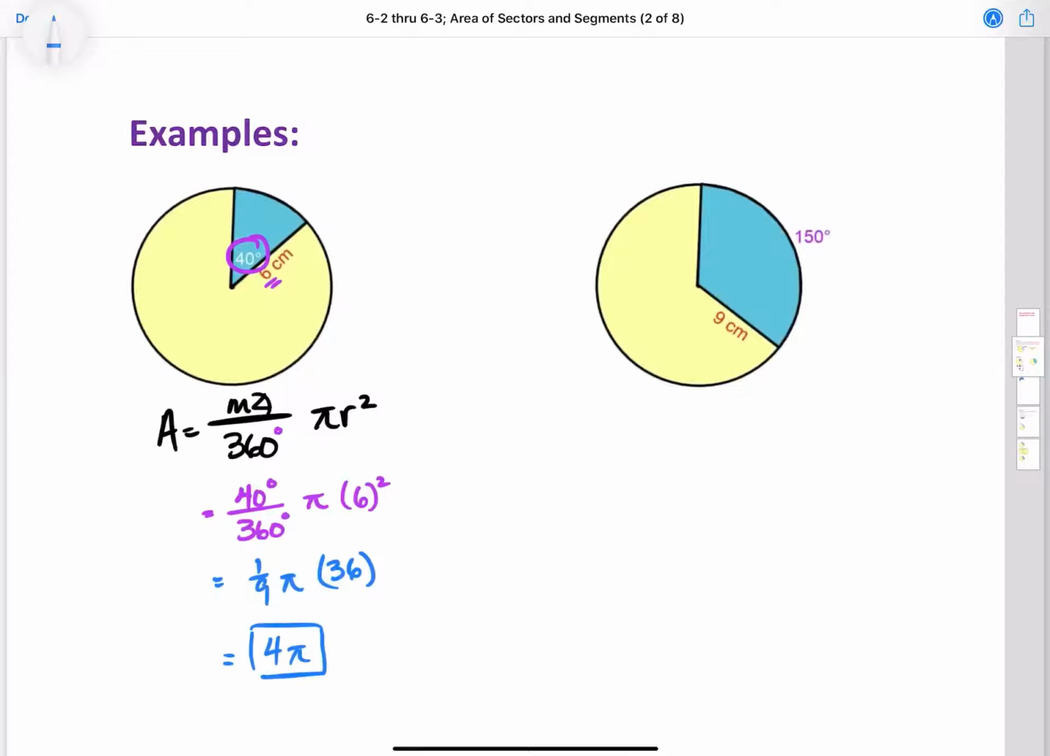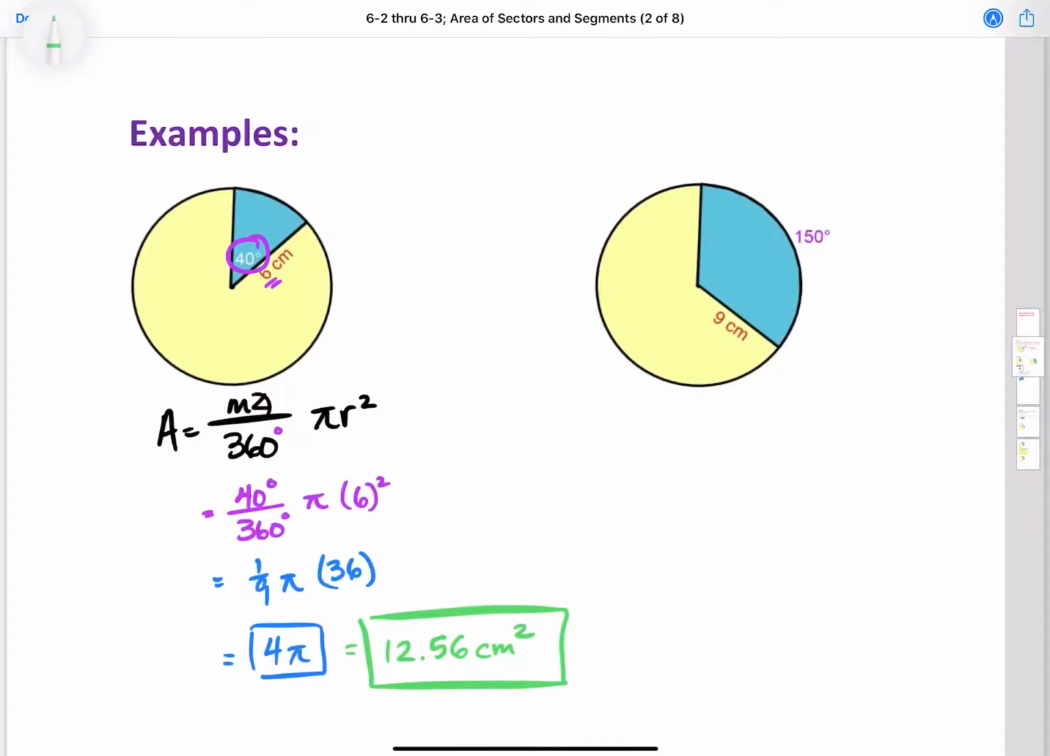Now, if your teacher wants you to write it in terms of a decimal, pi is going to be 3.14. So that's going to be equivalent to about 12.56. Now, don't forget your label. The label is area, so we have centimeters squared because it is area. So there's our first one.